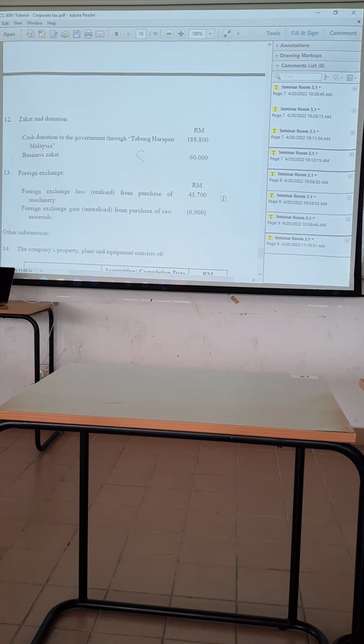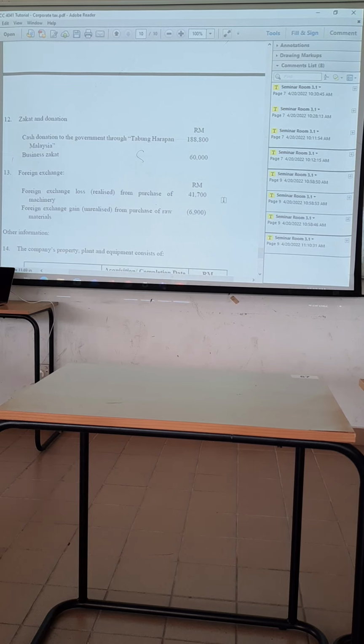Alright, forex, very interesting. But you have to add back first, right? You add back first and then claim at the bottom. You add back your donation, you add back your zakat, and then claim against your aggregate income.